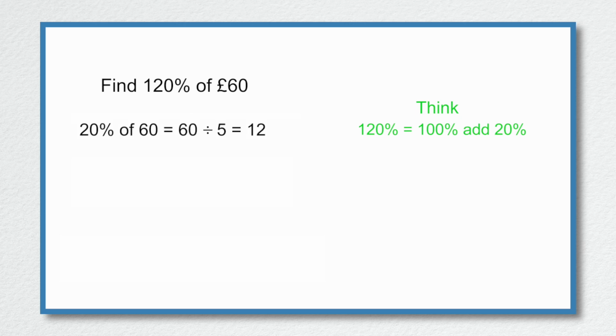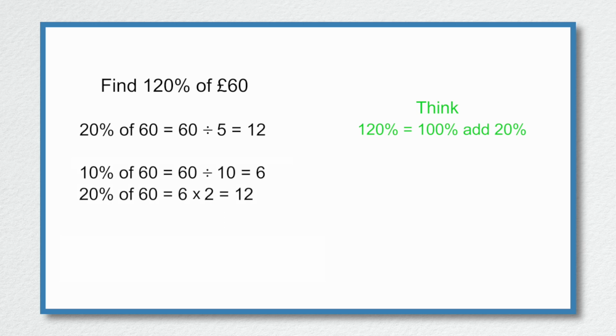And one last question, find 120% of £60. So with 120%, I'm thinking of 100% add 20%. 20% of £60, well, I can either do 60 divided by 5, which is equal to 12, or I can do 2 lots of 10%, which is 2 lots of £6, which is equal to £12. So 120% of £60 is 60, add 12, which is equal to £72.